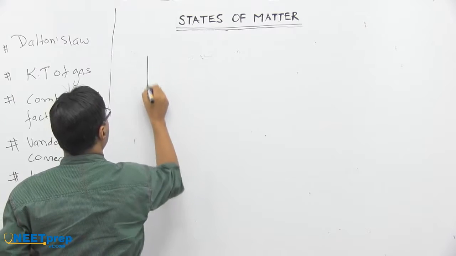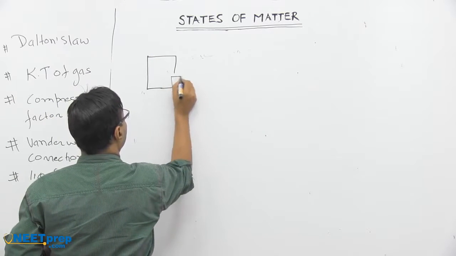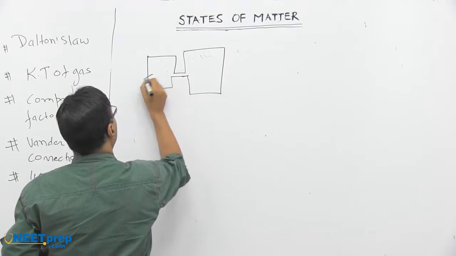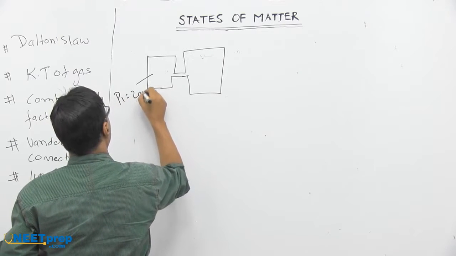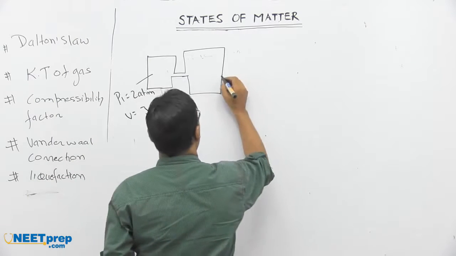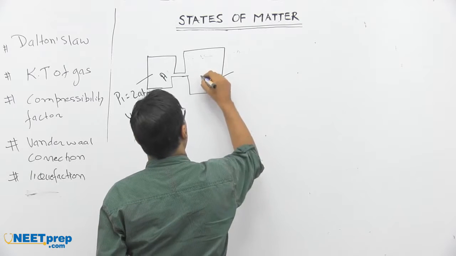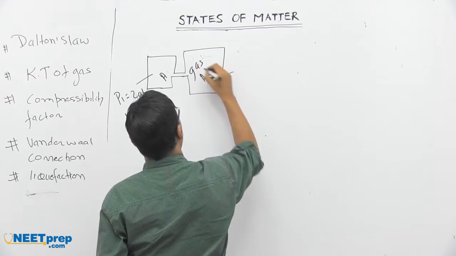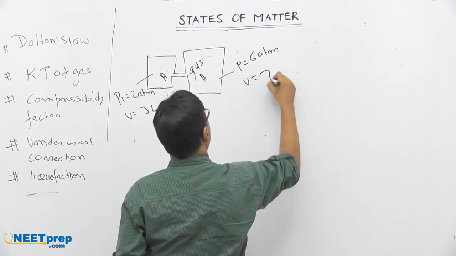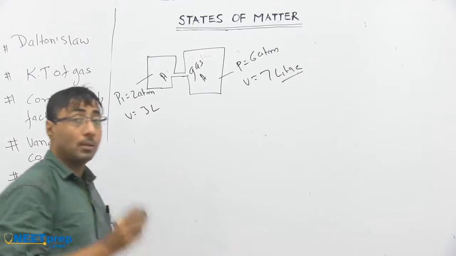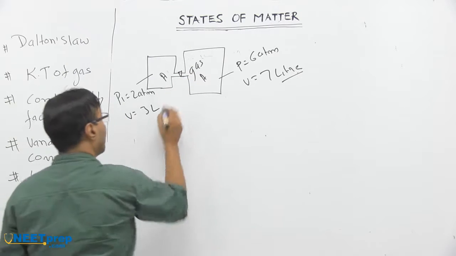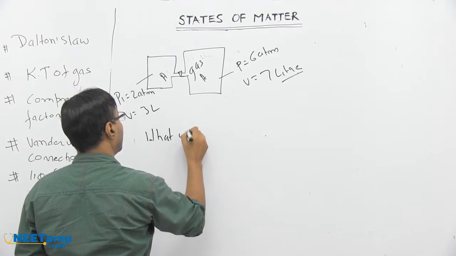Suppose a container is there. The pressure is 2 atm and the volume is 3 liter. It is connected with another container which contains gas A. The pressure is 6 atm, the volume is 7 liter, and this is the stopper. What will happen? What will be the pressure?